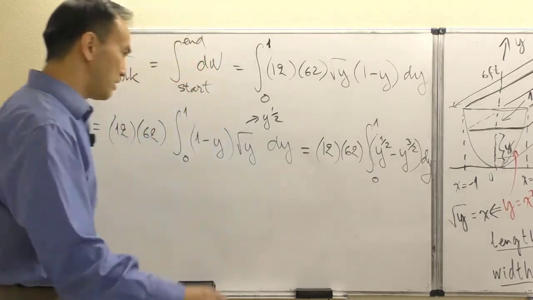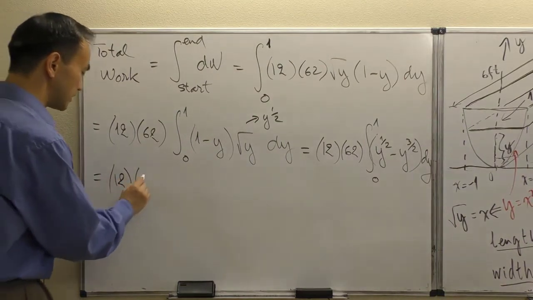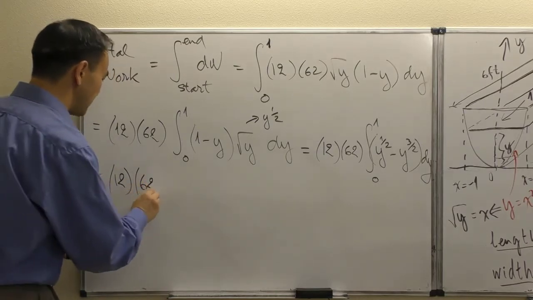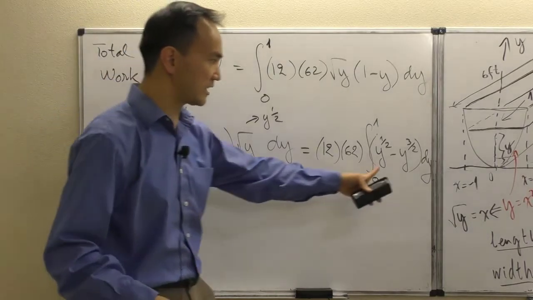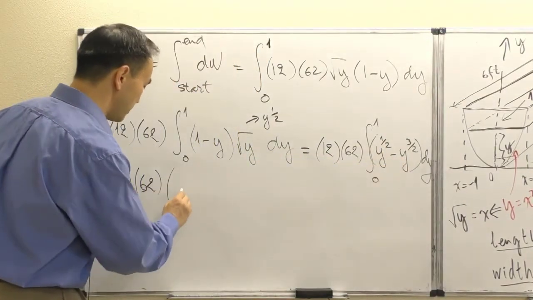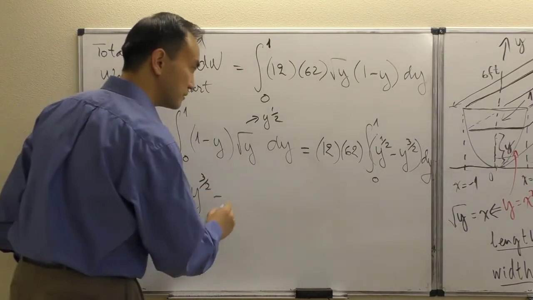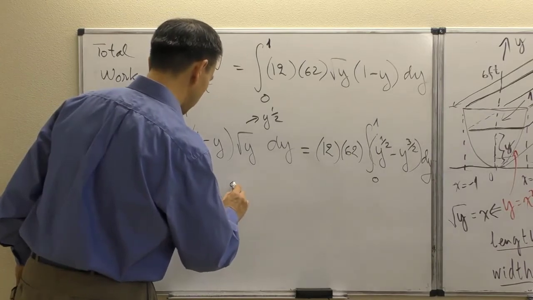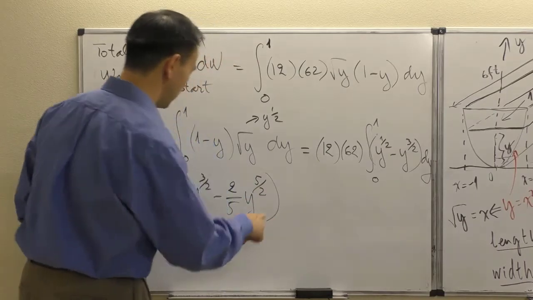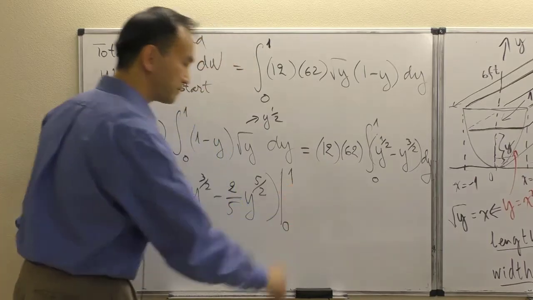Okay, so now I'm going to keep the 12 times the 62 here as a coefficient. The fundamental theorem of calculus says I'm simply going to take the antiderivative of y to the 1/2 minus y to the 3/2, which gives me 2/3 y to the 3/2 power minus 2/5 y to the 5/2 power. And then this antiderivative will be evaluated from 0 to 1.